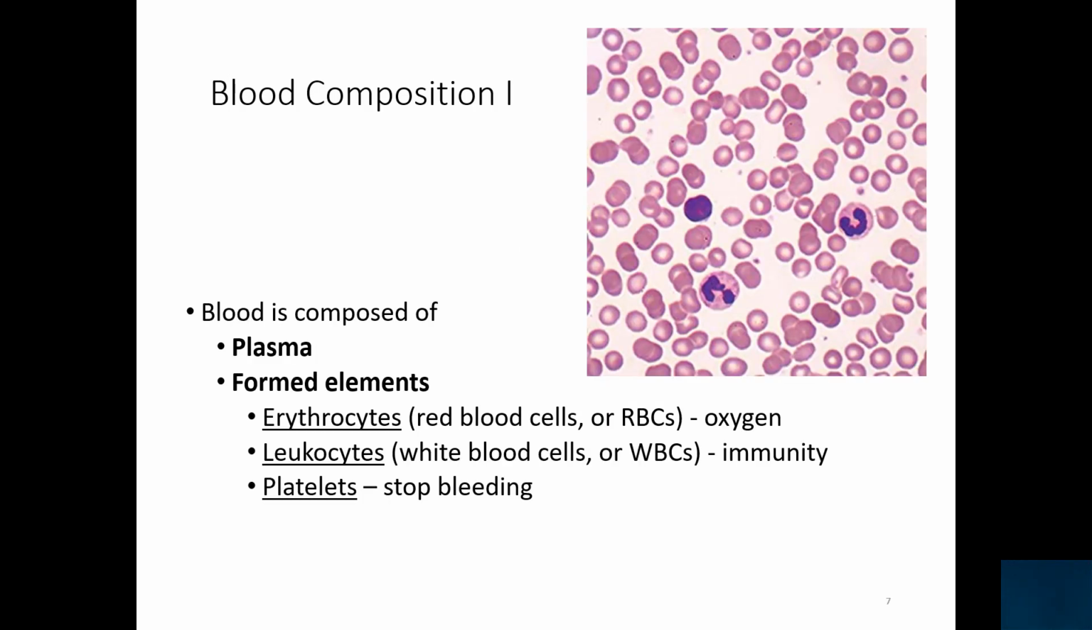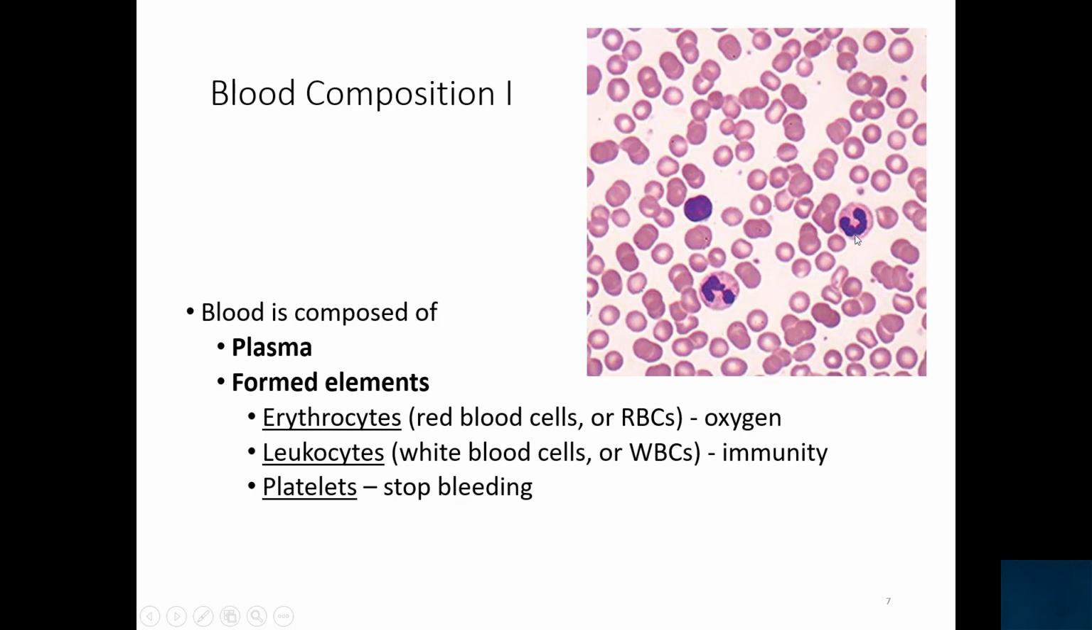Now we need to talk about blood composition. Blood is made of blood plasma and formed elements. Formed elements, those would be those cells, red blood cells, or now you need to remember their name, erythrocytes. Here they are, lots of them. Then we have leukocytes. Here it is.